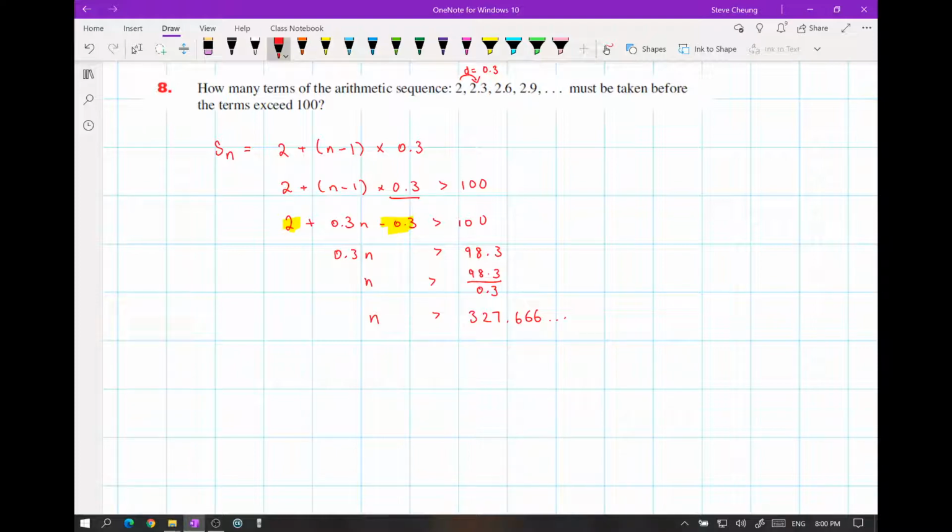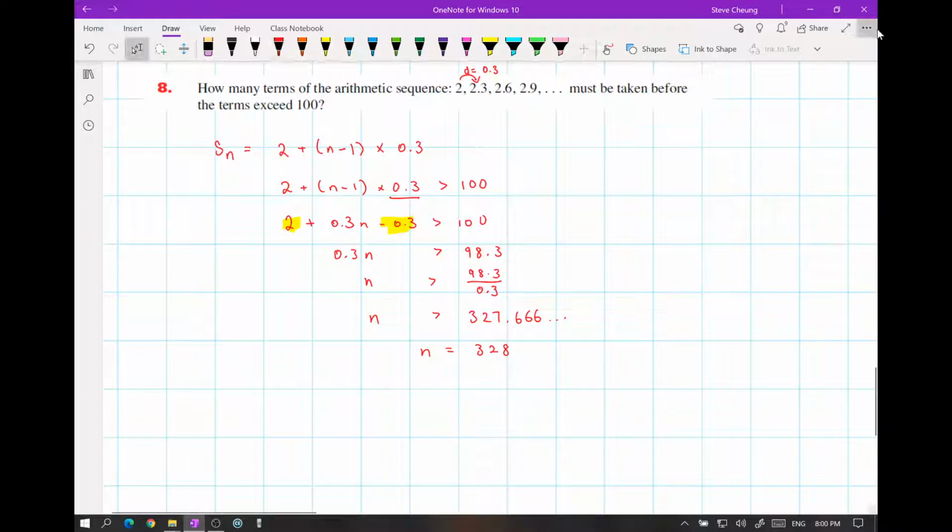Okay, so if there is a term that gives us exactly 100 as a sum, it will be somewhere between the 327 term and the 328 term. So we want to round to the next number.